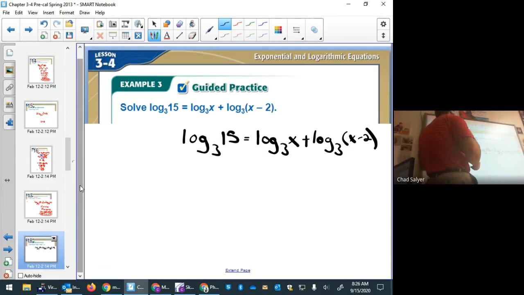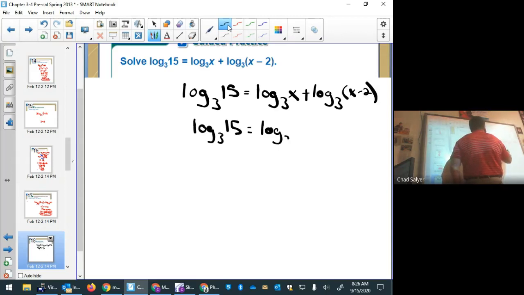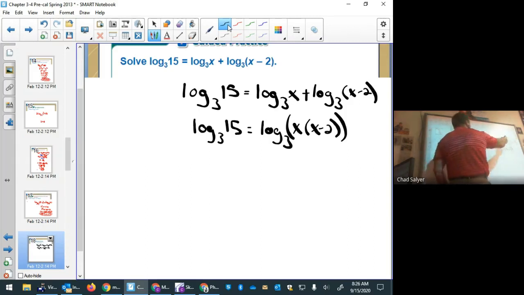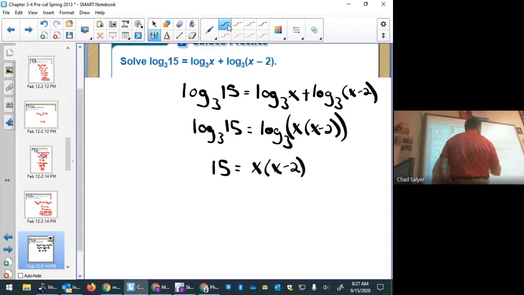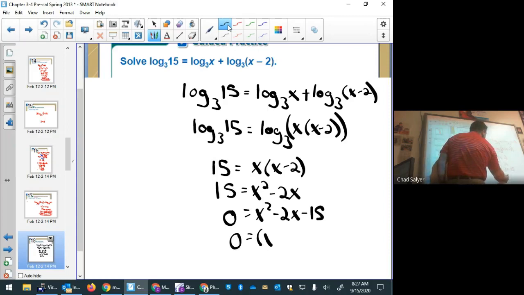All right, I'll start working through this and you compare what you've got to me. So this is the product property, meaning we multiply, it's because of this plus sign. If this were a minus sign, we would divide. It's a plus sign, so we multiply. The one-to-one property gives me this. Distributing the x gives me this. Setting equal to 0 gives me this. Factoring gives me this.